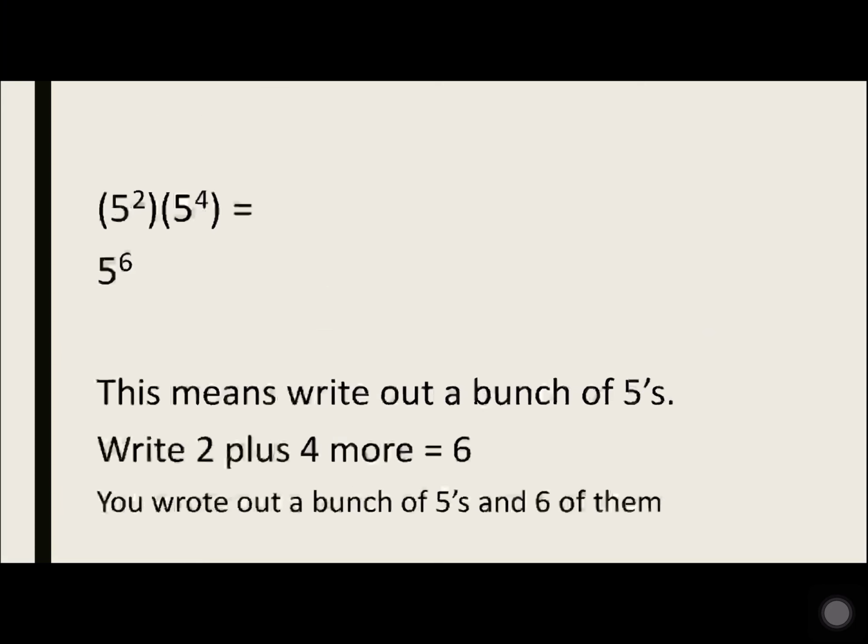5 to the 2 times 5 to the 4 would be 5 to the 6. Why? Because we would write out some 5's. We would write out some more 5's. What did we write out a bunch of? 5's. That means write out a bunch of 5's. So 5 is the base. The 6 is because you would have 6 of them.